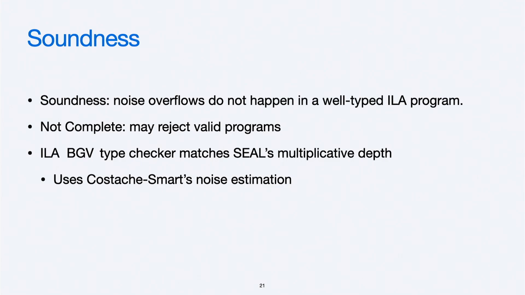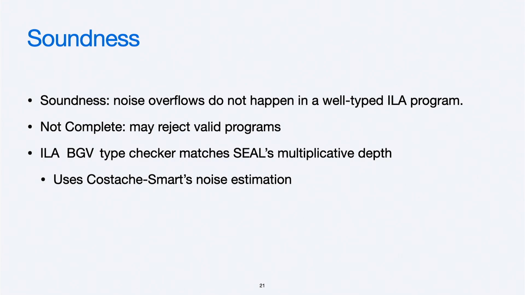And we have the soundness. Soundness says that noise overflows do not happen in a well-typed ILA program, and this is based on a condition that the underlying noise modeling we use is an over approximation. If the over approximation is not correct, we cannot have soundness. But our ILA model is not complete. That means that the type checker still rejects programs which are otherwise correct.